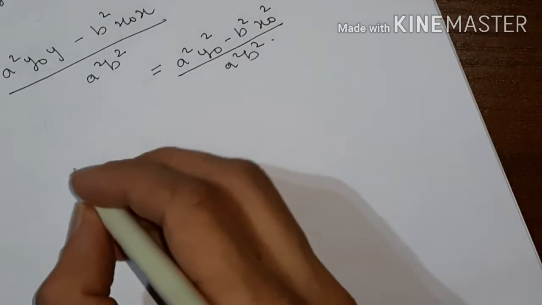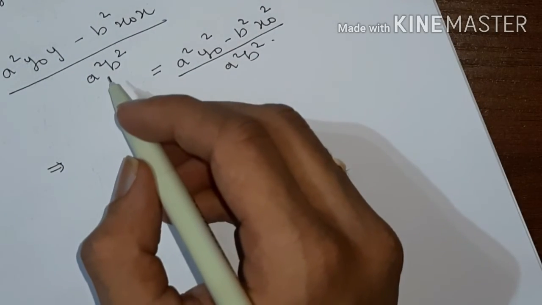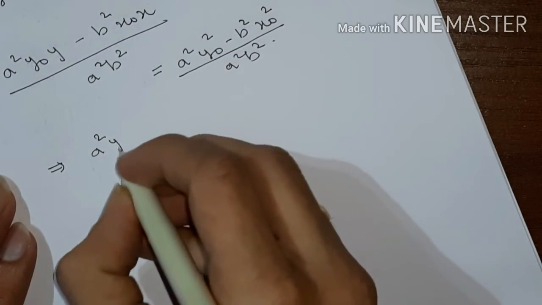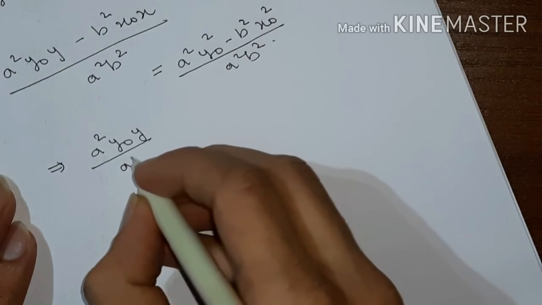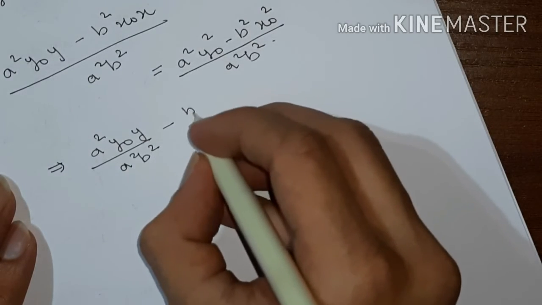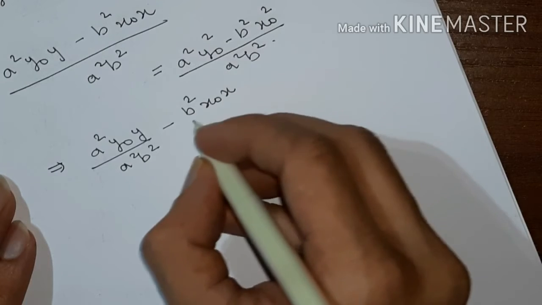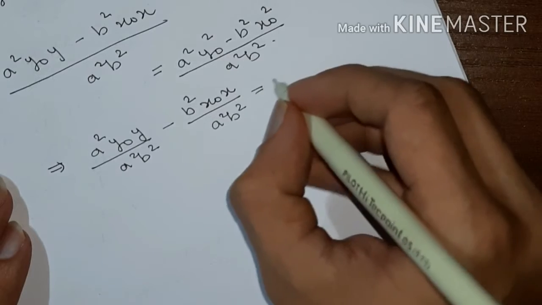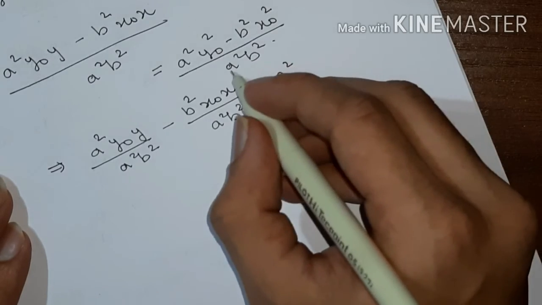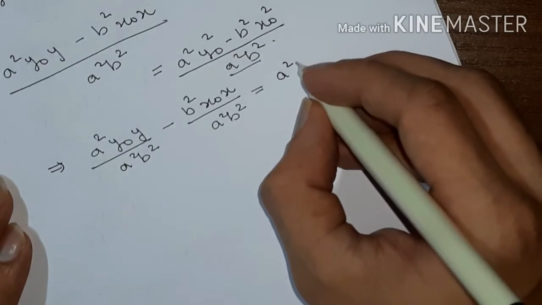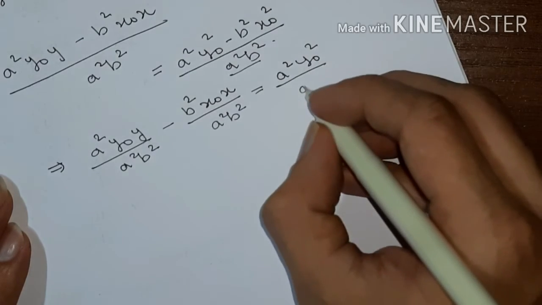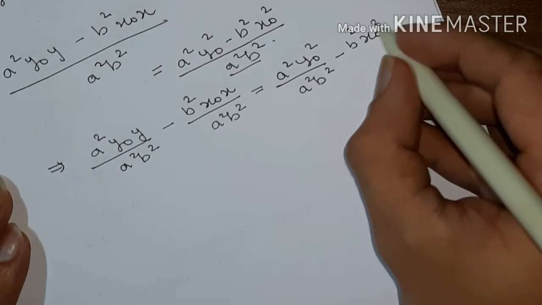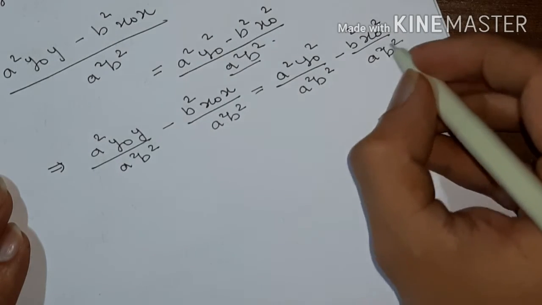Okay, so now if we divide the denominator into the numerators, what we get is a square y naught y divided by a square b square minus b square x naught x divided by a square b square. Okay, which is equal to what? Again we have to divide this into the numerators, so a square y naught square divided by a square b square minus b square x naught square divided by a square b square.